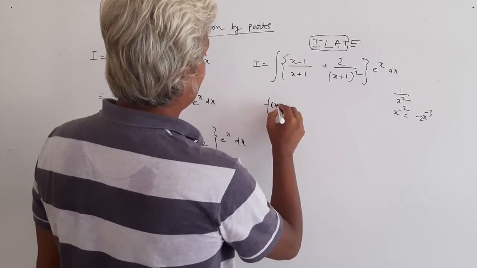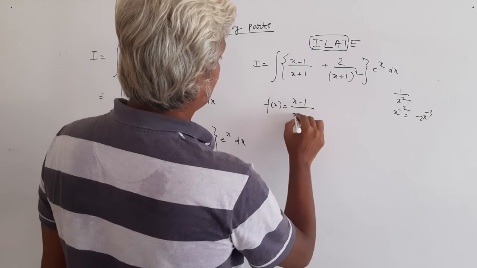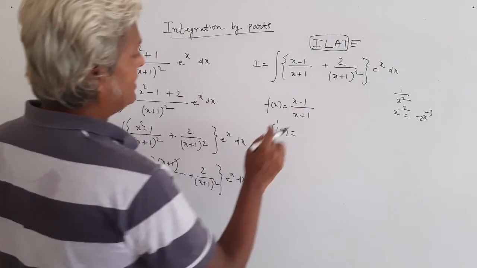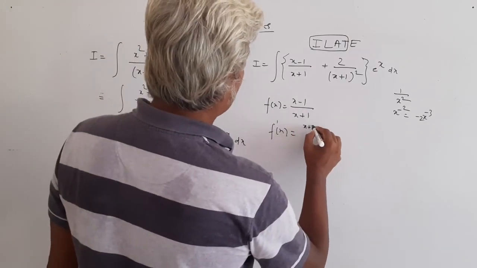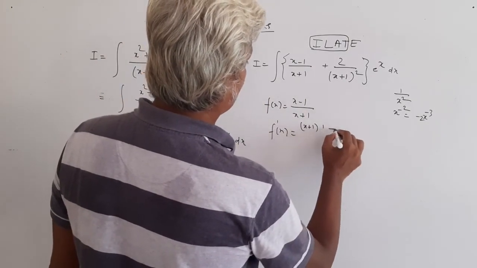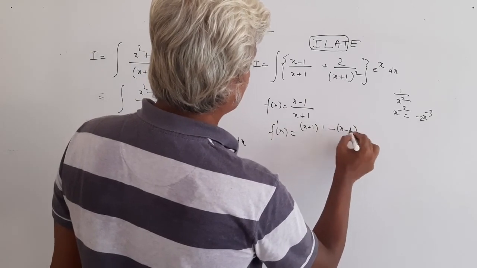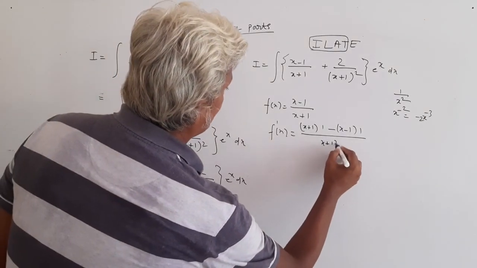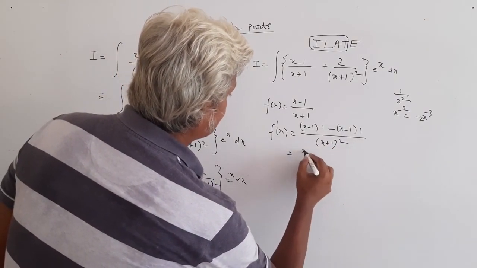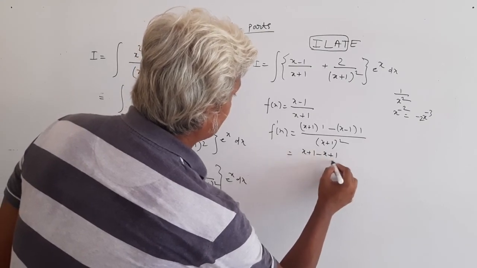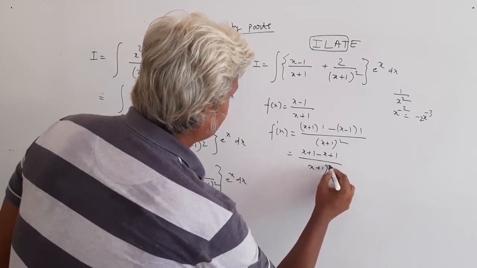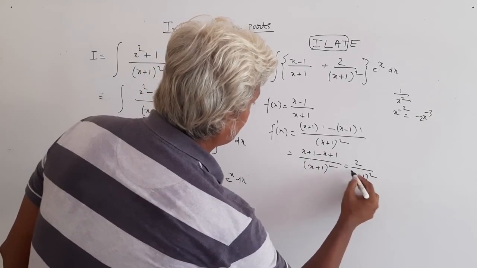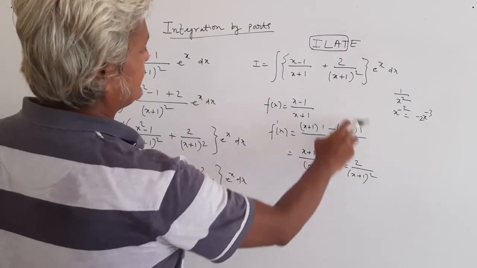So I write let f x is x minus 1 over x plus 1. Therefore f dash x, I will use u by v rule, which says that x plus 1 as it is, differentiation of numerator, that is 1, minus x minus 1 as it is, differentiation of denominator, that is 1, and then x plus 1 whole square. So this is x plus 1 minus x plus 1 over x plus 1 whole square is 2 over x plus 1 whole square. So now you see the f dash x is directly coming like this.